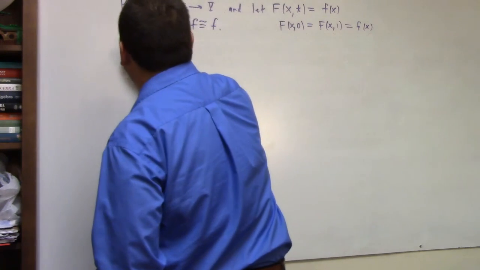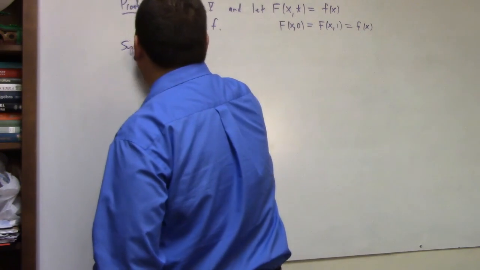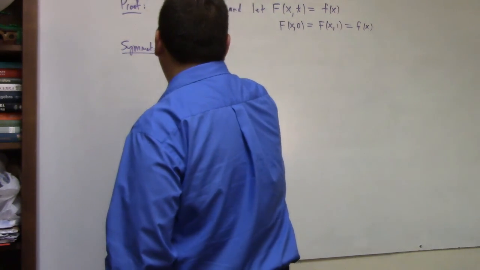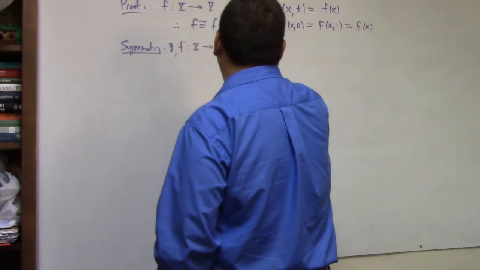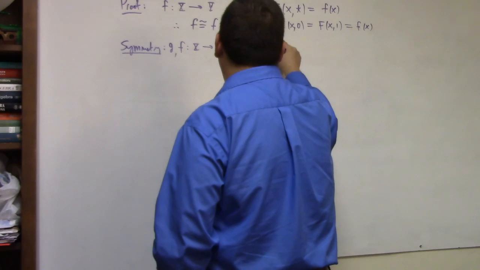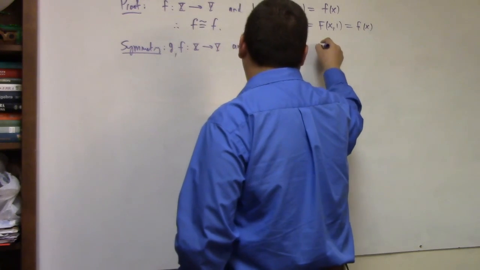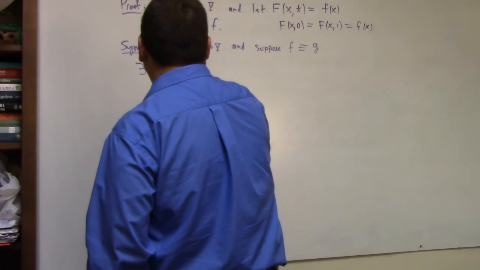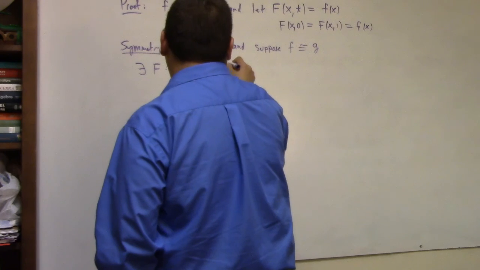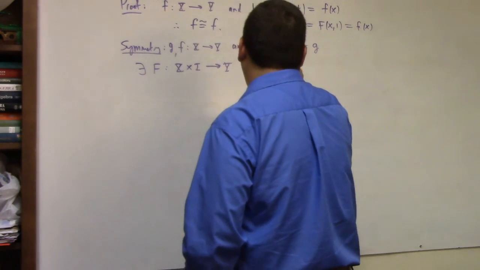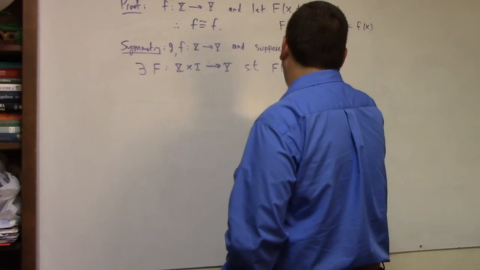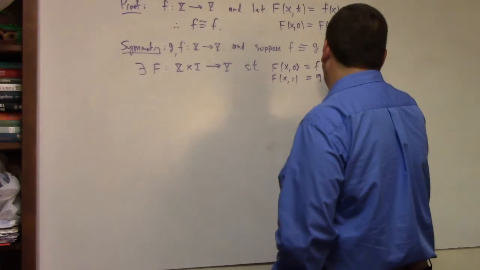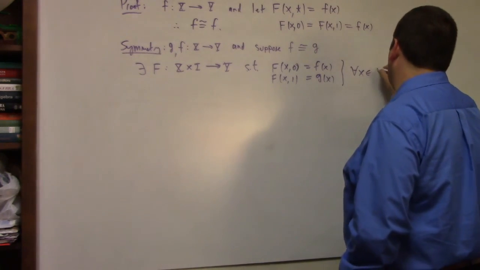So, yes, therefore f is homotopic to itself. How about symmetry? Suppose you have f and g, both functions from X to Y, and suppose f is homotopic to g. That means that there exists an F from X cross I to Y such that F(x, 0) equals f of x, and F(x, 1) equals g of x for all x in X.